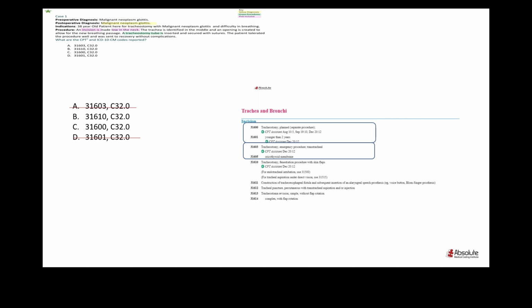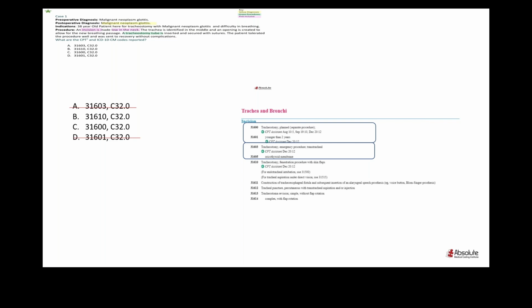And option A, coding for 31603, is incorrect because that's coding for an emergency tracheostomy procedure, transtracheal. So was this procedure an emergency or a planned procedure? This was not an emergency procedure, right? Yes, this was not an emergency procedure. Patient had a malignant neoplasm of the glottis and it was a planned one.